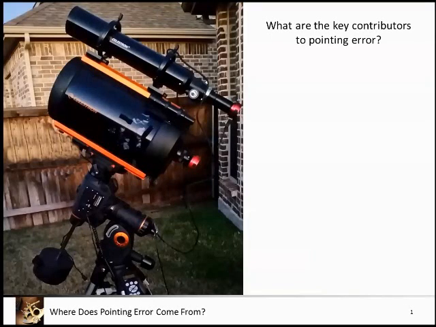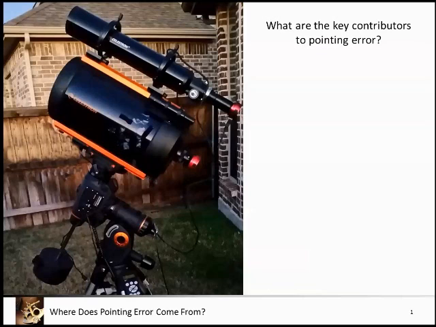Hey guys, welcome back. Thought I'd share with you the results of some analysis that I've recently been doing, trying to understand the sources of pointing error and what I can do to reduce the pointing error and improve my astrophotography efforts. This is my astrophotography setup.